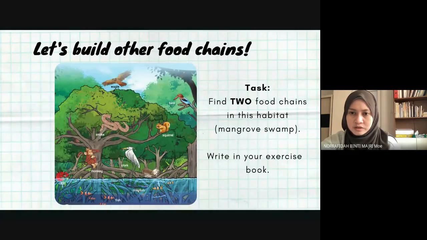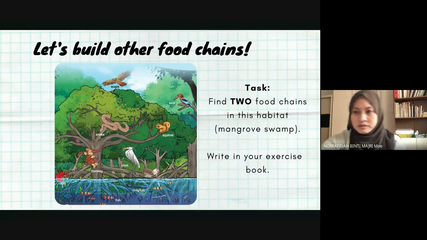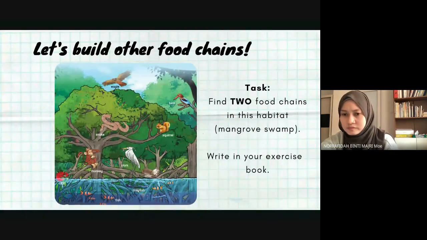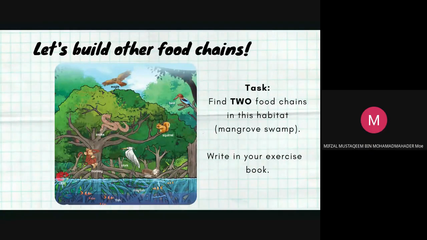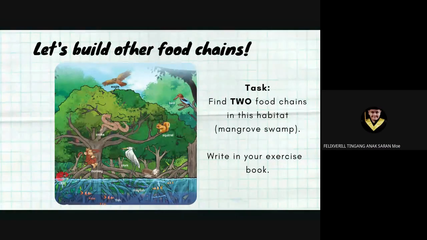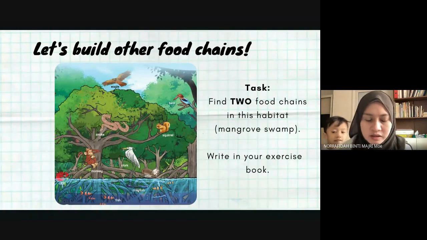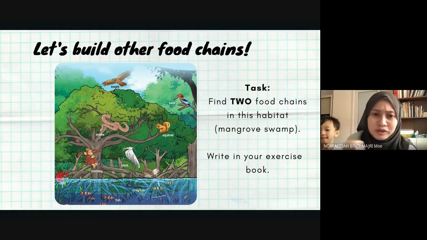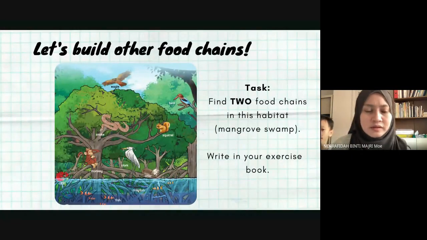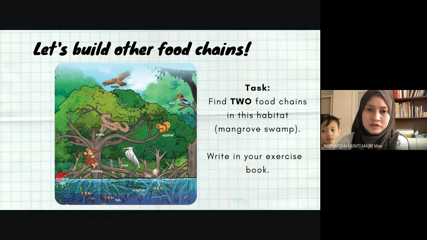After this, I will call your name and you give your answer. Do you need to draw? No need to draw. Write down the name of animals only. In your exercise book, in a new page. Just now you copied down the exercise, right? In a new page, you just scribble, start with fruits. The food chain, 2 food chains.